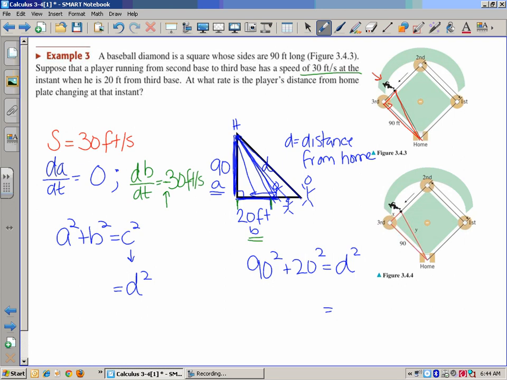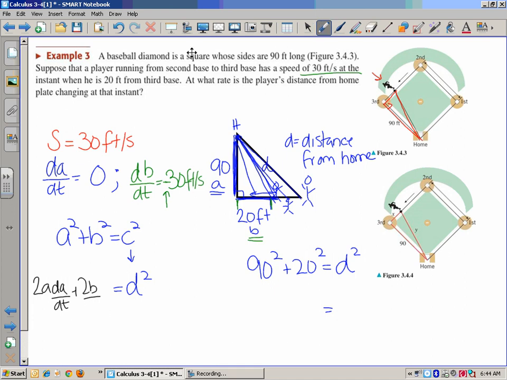Okay? So at this point now, I think I'm ready to take my derivative. So let's go ahead and do that. So the derivative of A would be 2A, I'm writing everything out, dA/dt, plus 2B dB, my bad.